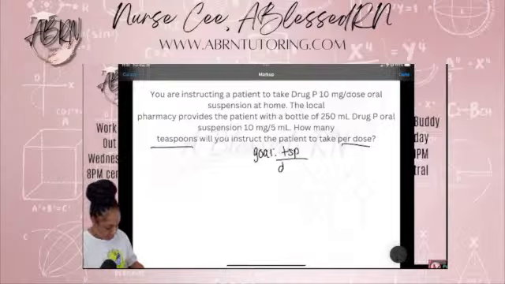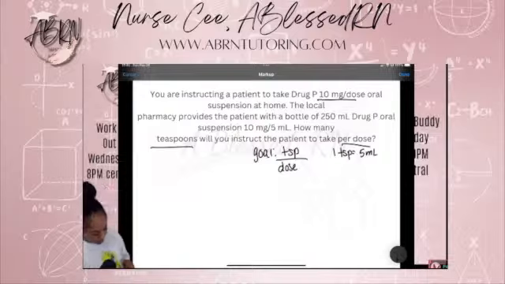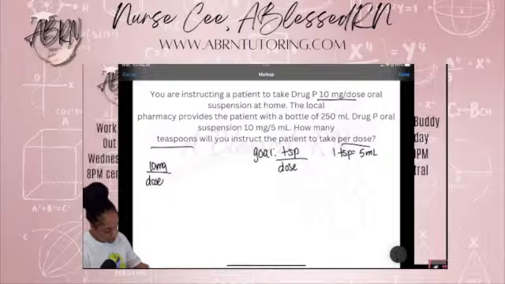Teaspoons per dose. So we need to know some things, right? We need to know if we're working with milliliters, so we need to know the conversion, which is 1 teaspoon is 5 mLs. And then it says we are given 10 milligrams a dose. Okay, and it says that they provided them with a bottle of 250 ml. So then it tells us that it has a suspension of 10 milligrams per 5 ml.